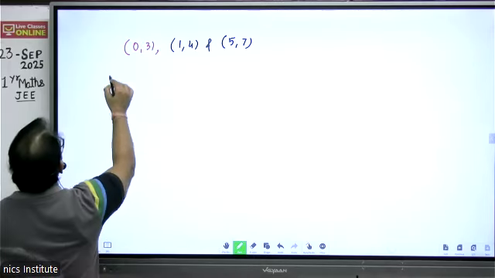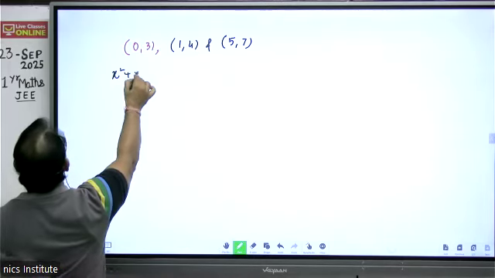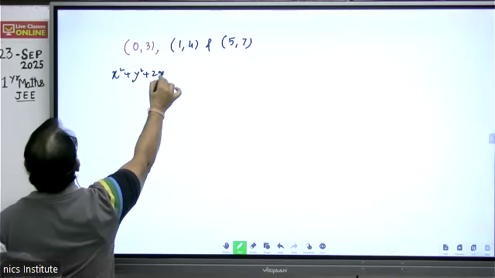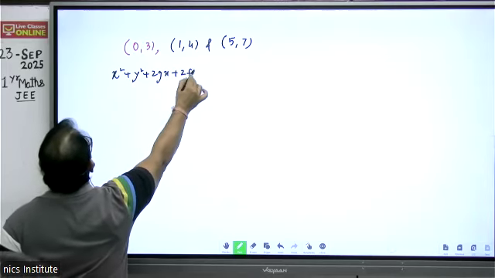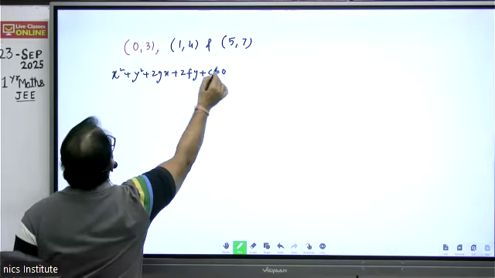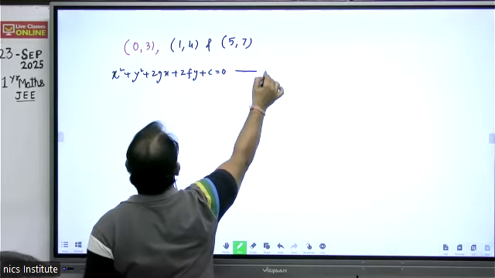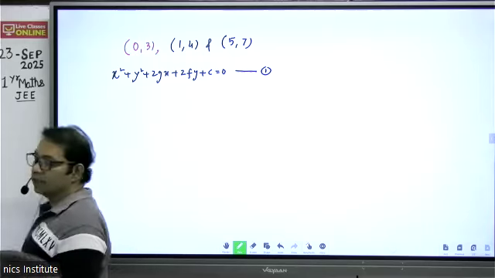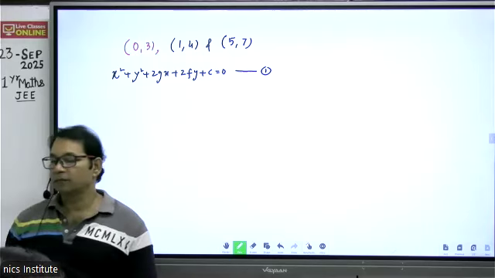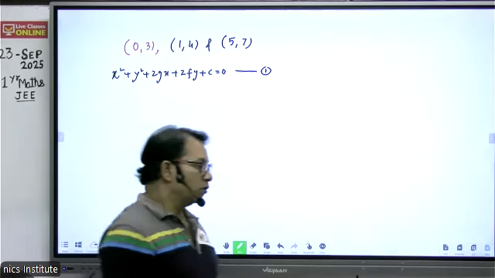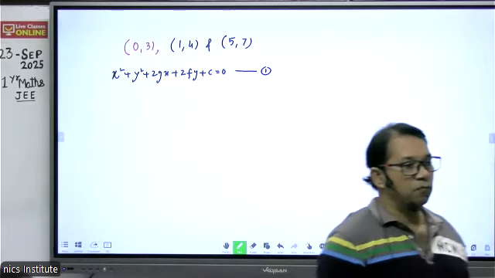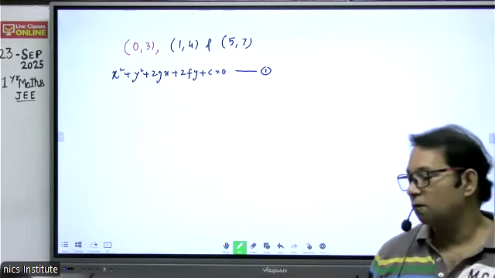How to start? Let the equation of the circle be this. There are three unknowns. Substitute the points in place of x and y. Find G, F and C. कर लो. पहले substitute करो 0, 3 x, y की जगह. Then you substitute second point, then third point, and then solve.